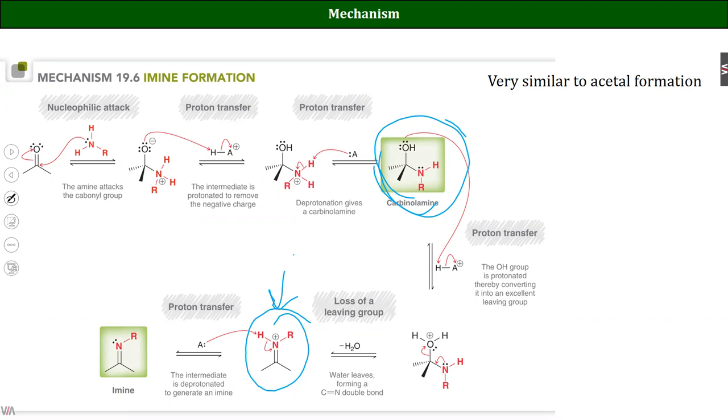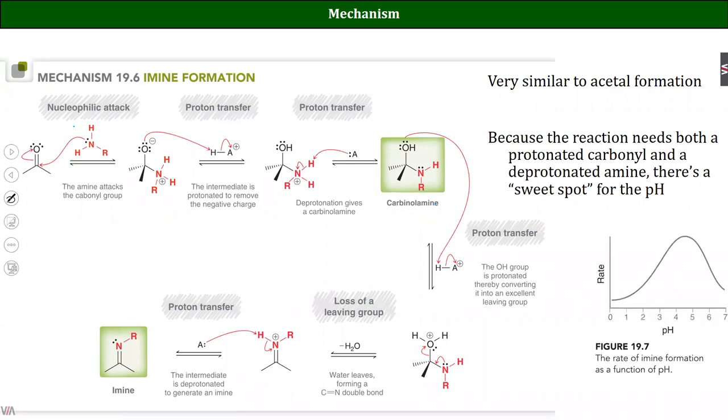The interesting thing about this mechanism, though, is that we need nitrogen to act as a nucleophile, but nitrogens with a lone pair are also good bases. So we need this to be acidic so that we can have proton transfers happening. There's two different places where we need to protonate something, right? But we can't have it too acidic, because if we protonate our original nucleophile, then nothing happens. So this is an interesting mechanism in that it's got a sweet spot pH. You need it to be acidic, but not too acidic.